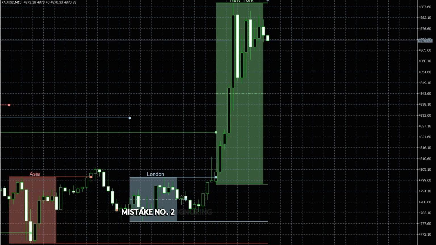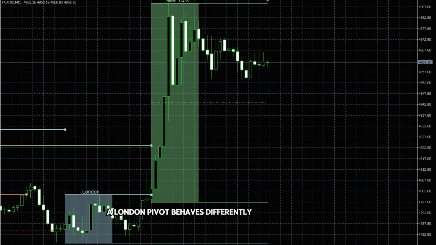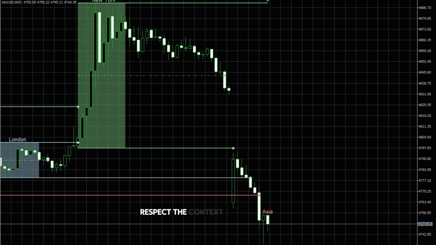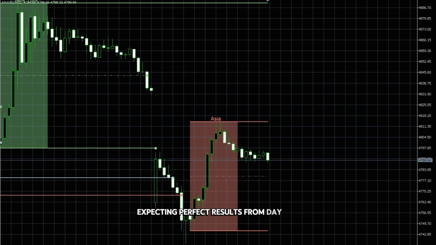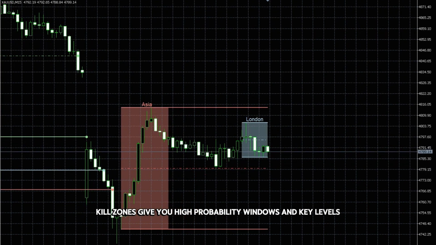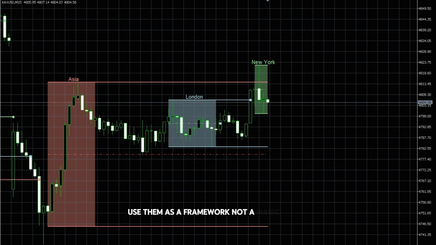Mistake number 2, ignoring which kill zone you're in. A London pivot behaves differently than an Asia pivot because London has far more volume. Respect the context. And mistake number 3, expecting perfect results from day 1. Kill zones give you high probability windows and key levels. They don't guarantee wins. Use them as a framework, not a magic signal.